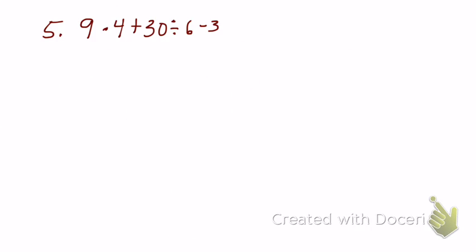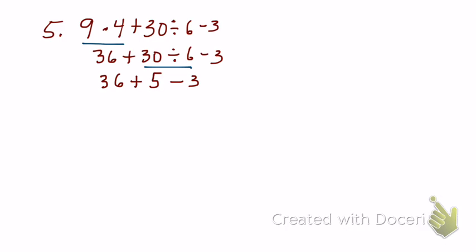On number 5, let's see, we have a multiplication, an addition, a division, and a subtraction. So we're going to do our multiplication and our division first, and we'll work from left to right. So let's do the division next. And then again with addition and subtractions, we're going to go left to right. So this is 41 minus 3, which is 38.